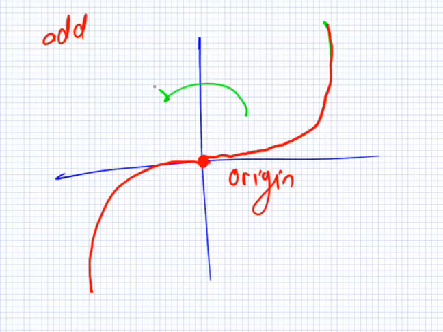x squared plus x. No, it is neither. x squared plus x is also neither. Okay?